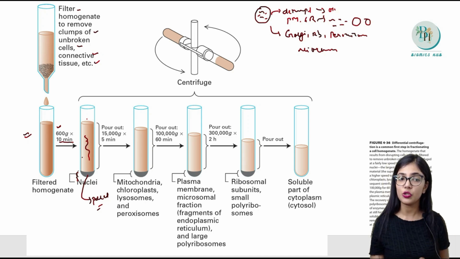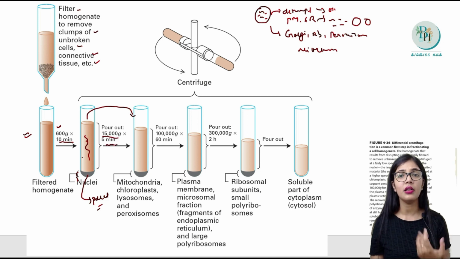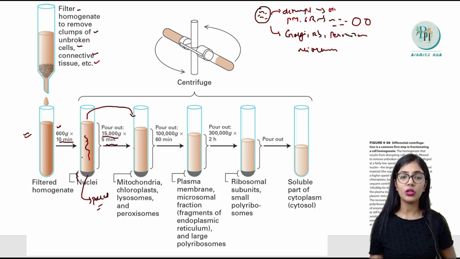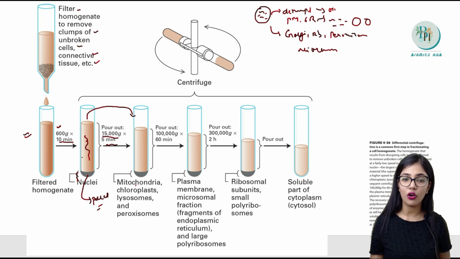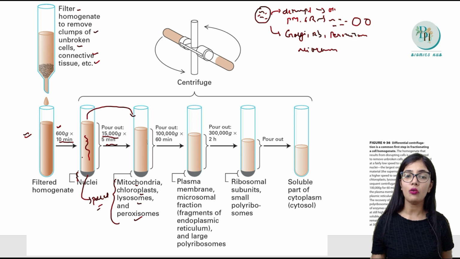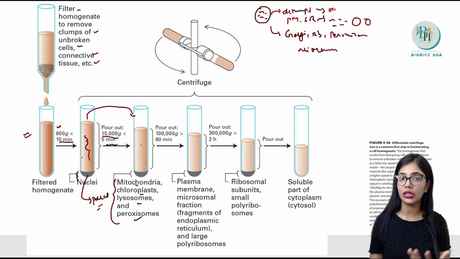We have to collect this supernatant in another tube and centrifuge it at high RPM, that is 15,000 G for 5 minutes. Here the rotation is more. So now what can we get? We can get the mitochondria, chloroplast, lysosome and peroxisome in the pellet. These are present in the pellet in different layers.